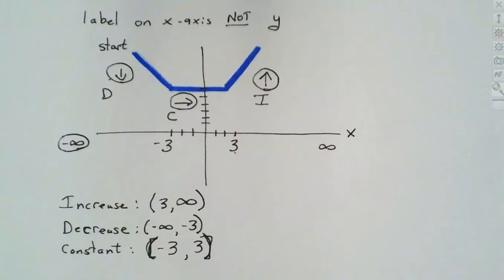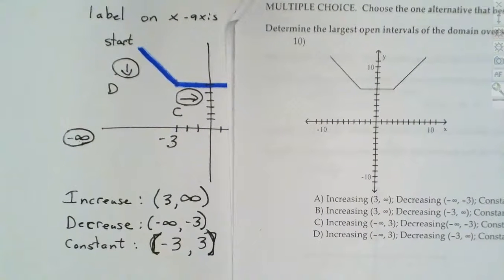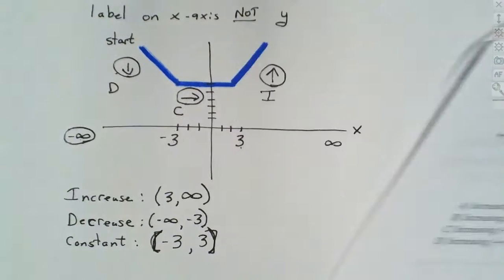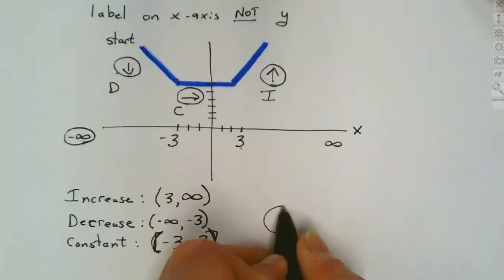Because you got to watch how they're labeled here and make sure they're in the right direction. Okay, and why would B not work? B is just different, right? It's not labeled the same way. So it has to be A, isn't it? Because it increases from 3 to infinity. It decreases from -infinity to -3. And then it's constant from -3 to +3. So that one would be answer A.